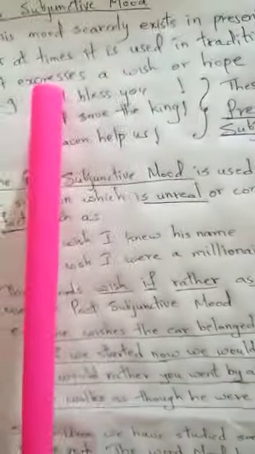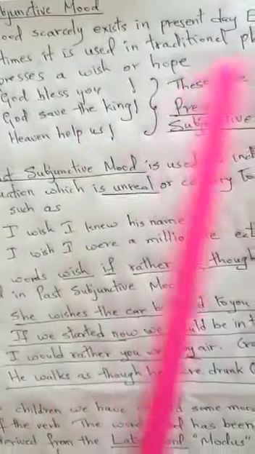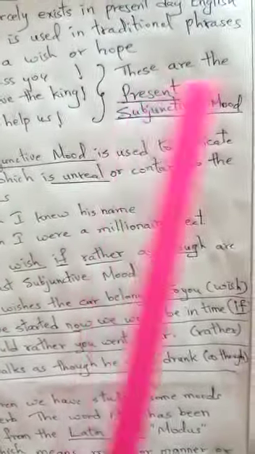The subjunctive mood: this mood scarcely exists in present day English, but at times it is used in traditional phrases. It expresses a wish or a hope. God bless you, God save the king, heaven help us. These are the present subjunctive mood.